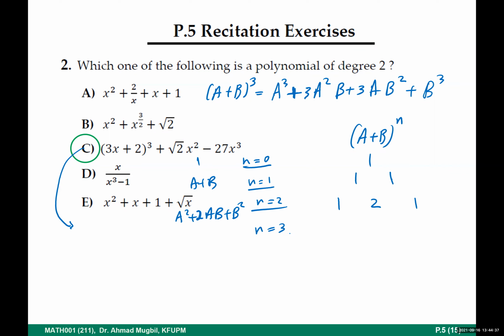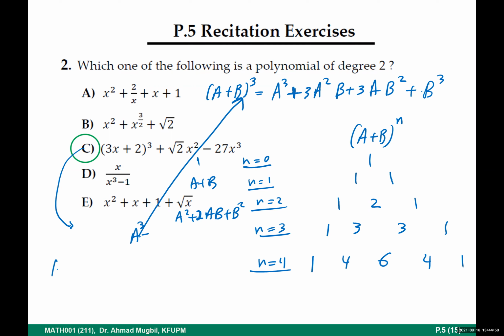When n is 3, it will be what? 1, 3, 3, 1. Look, 1, 3, 3, 1. So it is A cubed. We already have it here. Now, when n is 4, what will it be? 1, 4, 6, 4, 1. So how many terms do we have? 5 terms. Always it will be 1 more than n.